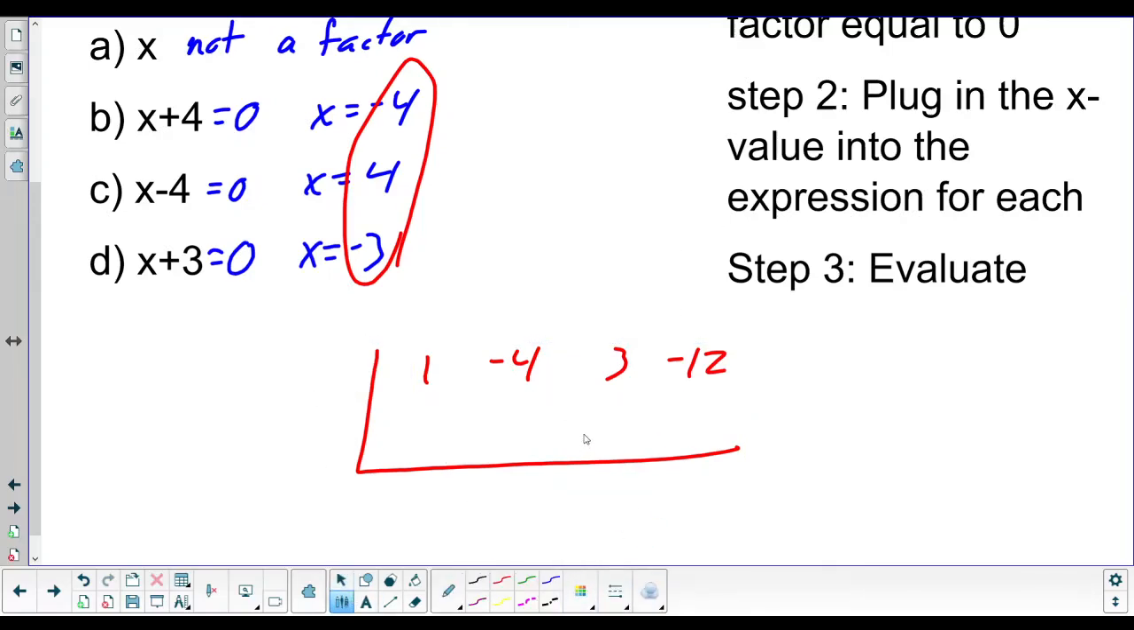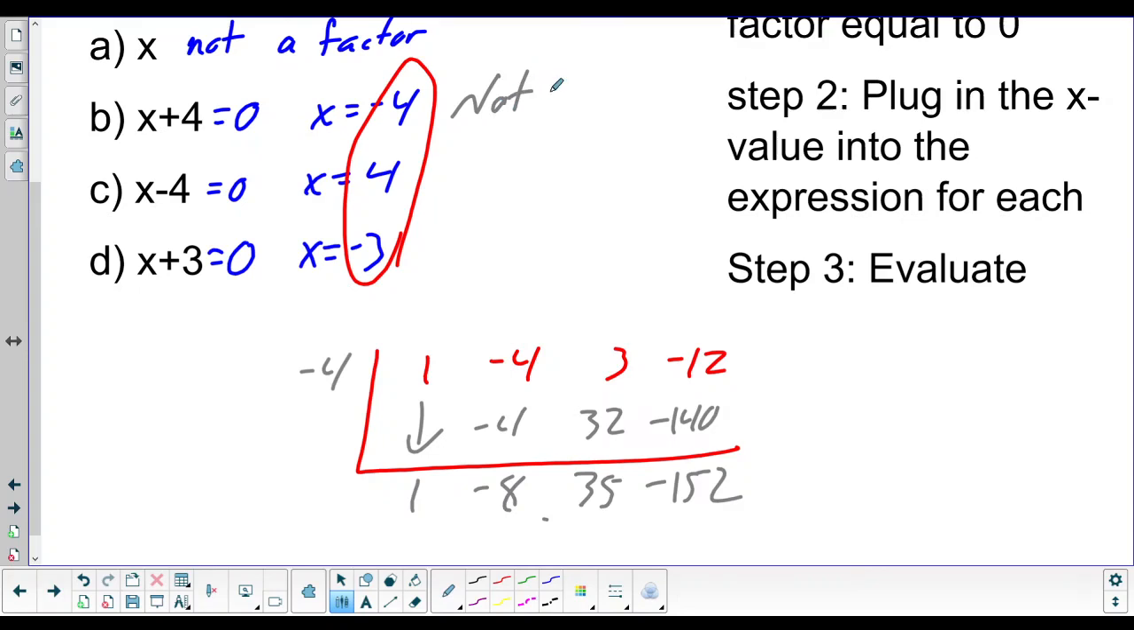You know what I mean? Here, I'll even make it look like pencil. There you go. So now we're going to do -4. -4, drop the first one, multiply, -4, whoops. That's -8 times -4 is positive 32. That's 35 times -4 is a big number, right? -140. This is, anyway, it's negative. It's not 0, right? It's -152. Not a factor.